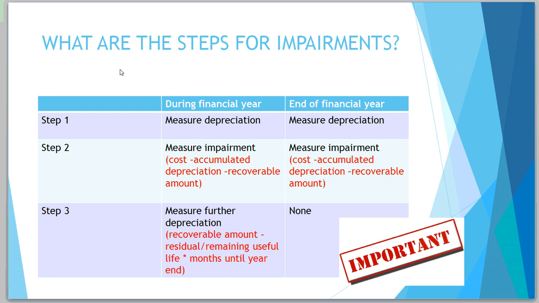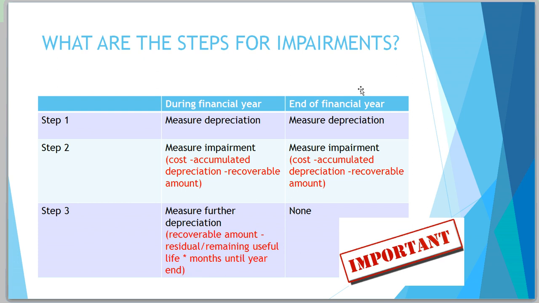Step number 1 is you need to measure your depreciation. Step 2 is you need to measure your impairment. And the formula for impairment is your cost price less accumulated depreciation less recoverable amount. And then step 3 is to measure further depreciation by taking the recoverable amount less the residual value divided by the remaining useful life times the months until year end. So this sounds a little bit difficult, but we are going to do a practical example.